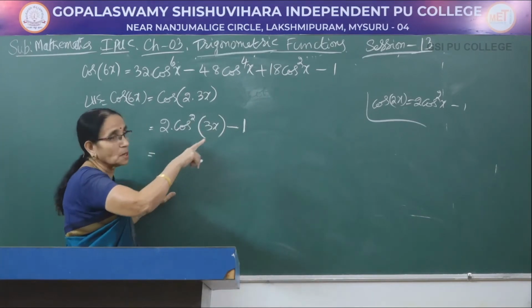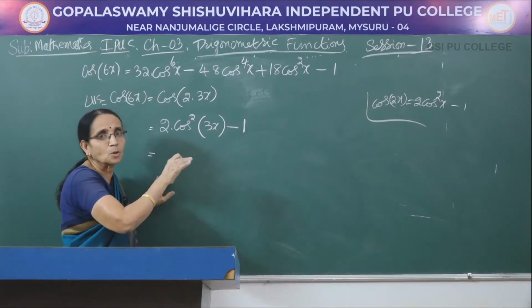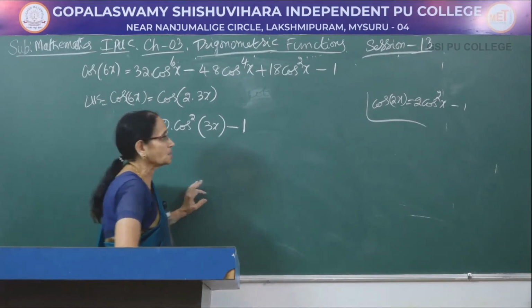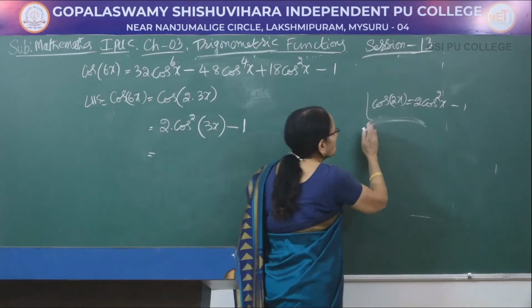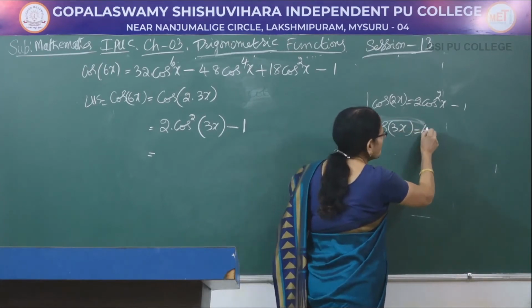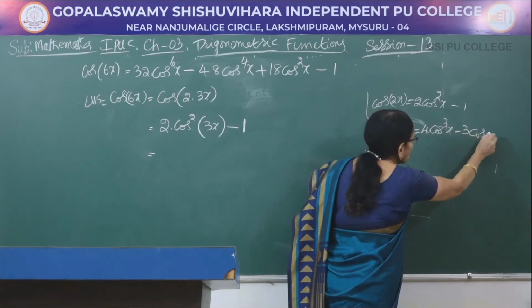In the previous problem I had 2 cos square 2x, so I used the formula for cos of 2x. Here it is cos of 3x. What's the formula for cos of 3x? I have derived that also. Cos of 3x is 4 cos cube x minus 3 cos x.